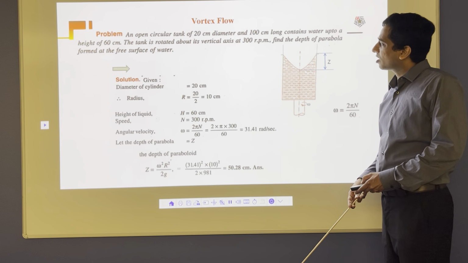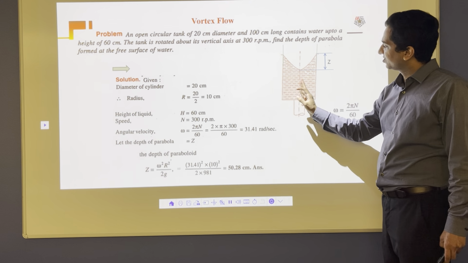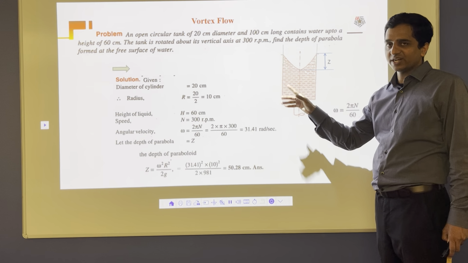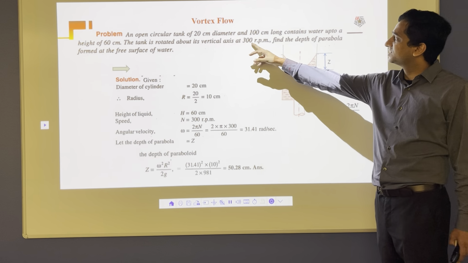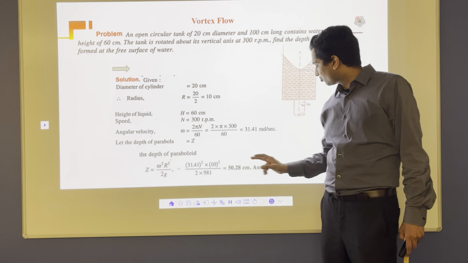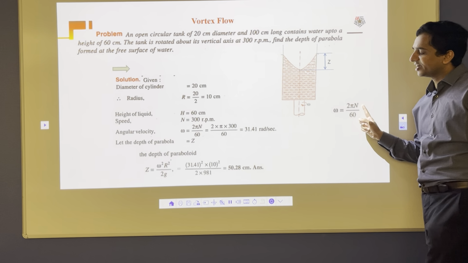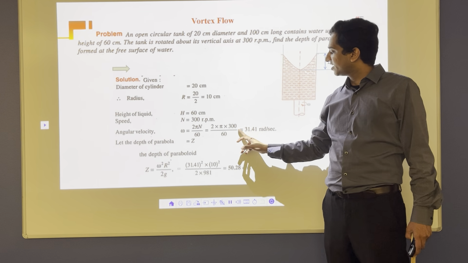So there is a problem in the slides you have. You have to find out the depth of this rotating container. This is a container rotating at 300 rpm, and you want to know the depth. This is given in rpm, but omega should be in radian per second. So you have to use this equation to convert it into radian per second: 2 pi into 300 by 60 radian per second.